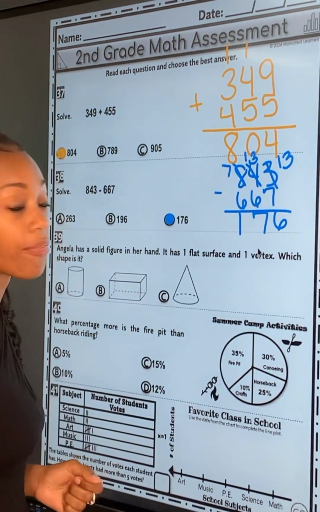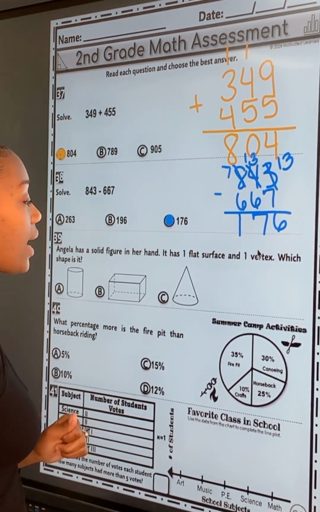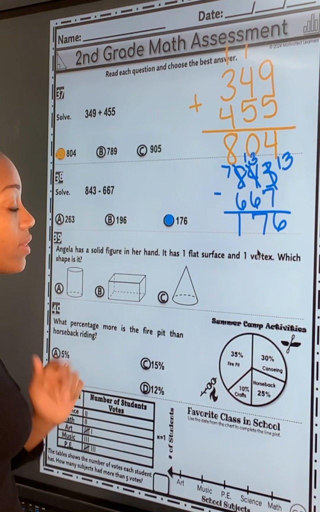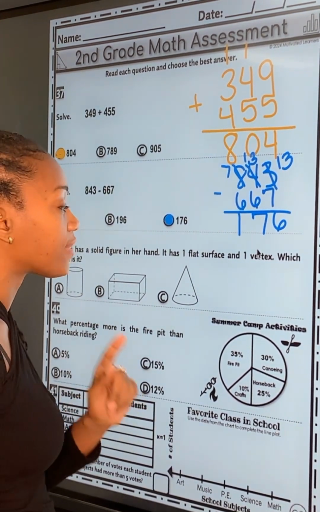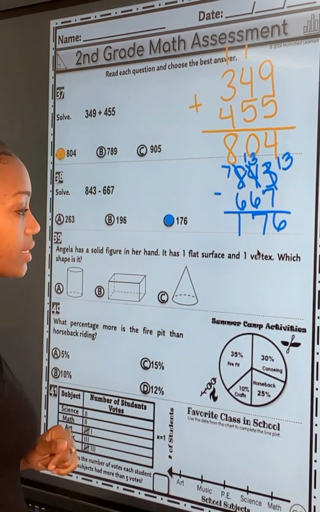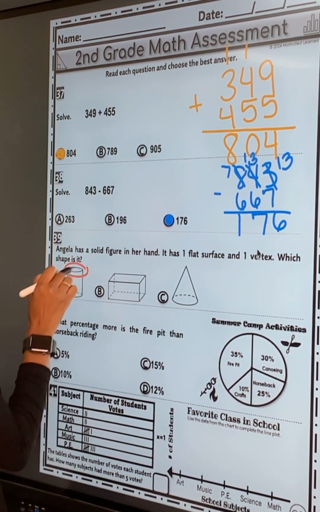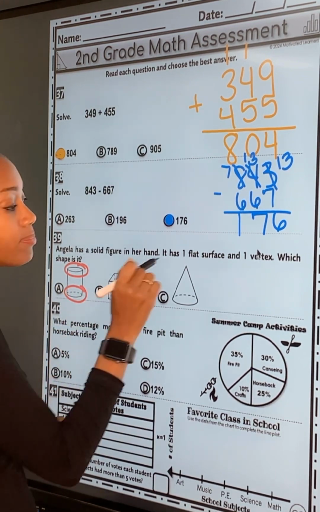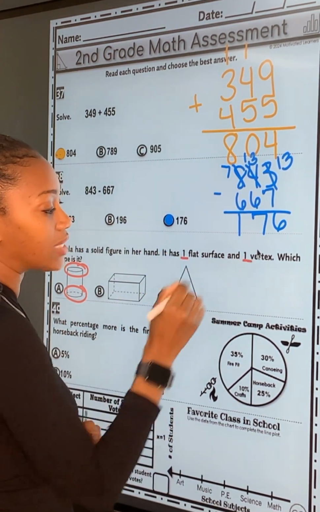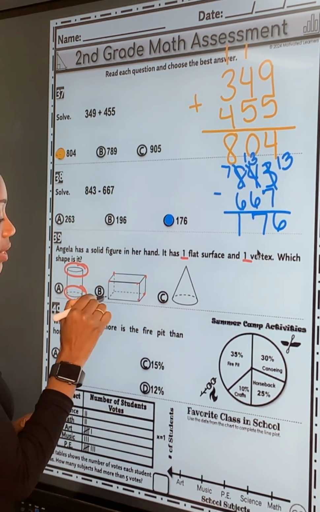All right, let's look at number 9. Number 9 is about 3D shapes. Angela has a solid figure in her hand. These are her figures, one of them at least. It has one flat surface and one vertex. Which shape is it? Well, this is a cylinder. It doesn't have any vertices, but it does have 2 flat surfaces, and that's not what we want. We have 8 vertices in this rectangular prism.